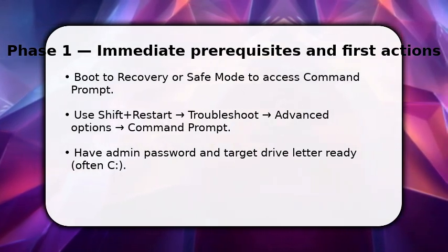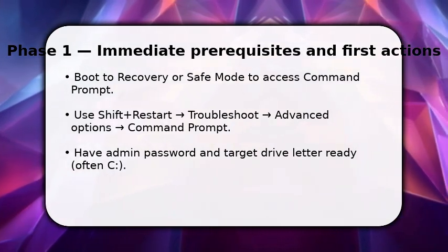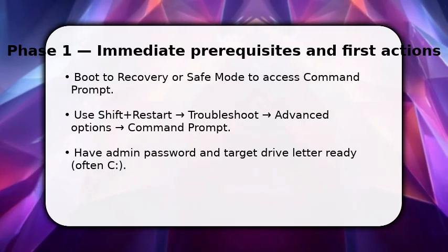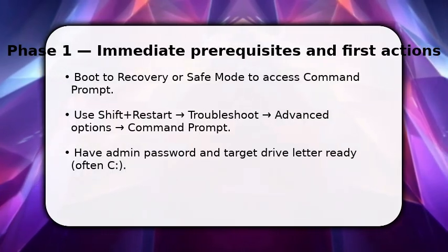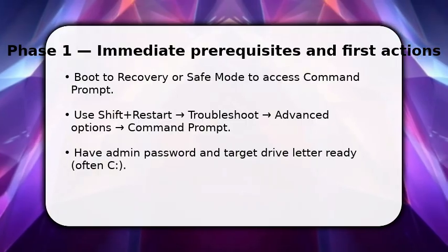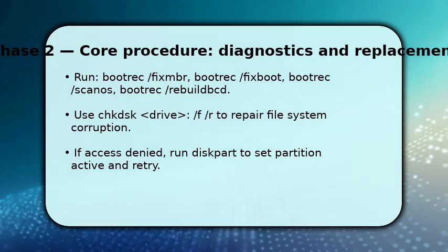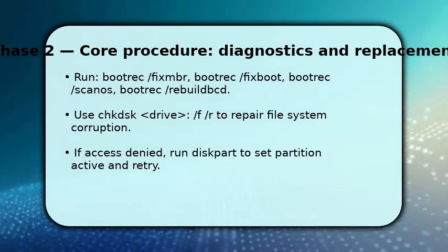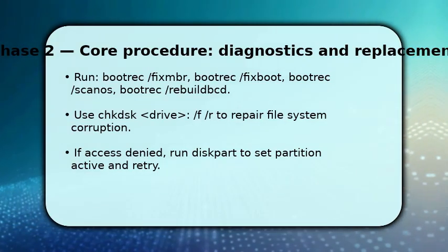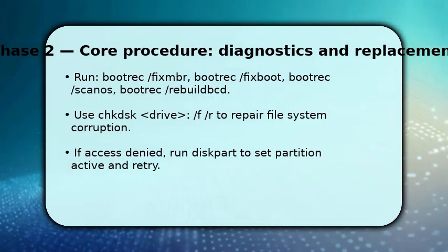First, run bootrec /fixmbr and bootrec /fixboot to restore master boot code. Then use bootrec /scanos and bootrec /rebuildbcd to detect and re-register Windows installations. If chkdsk is needed, run chkdsk /f /r to fix disk errors. This can take time, so be patient.